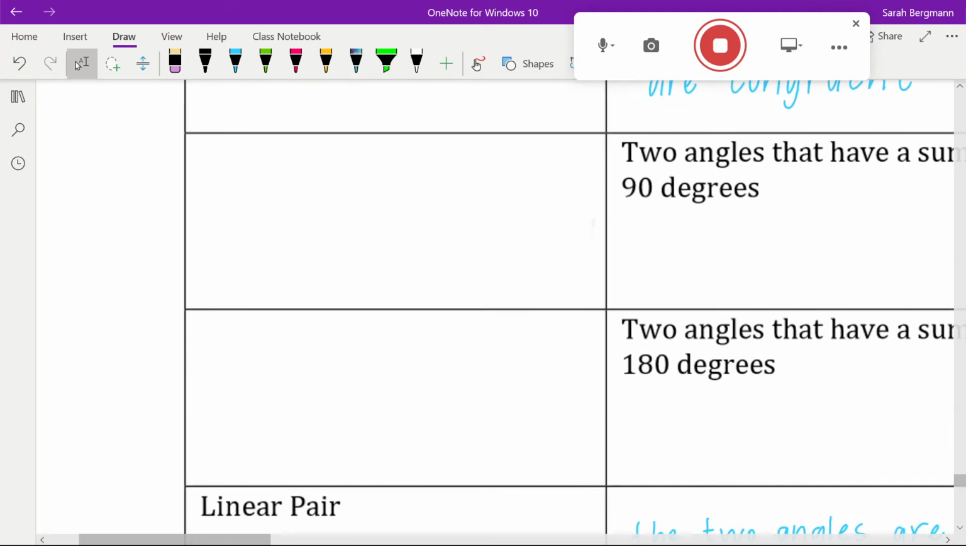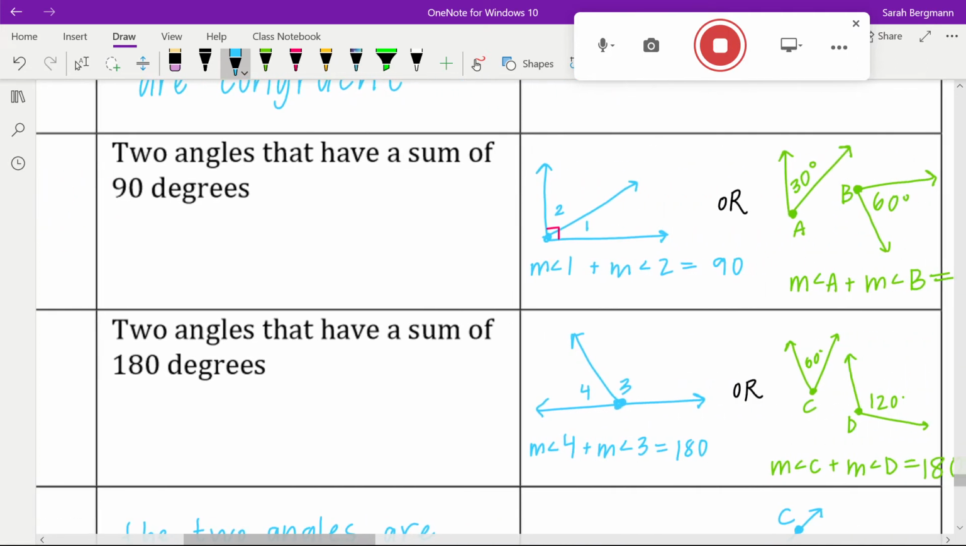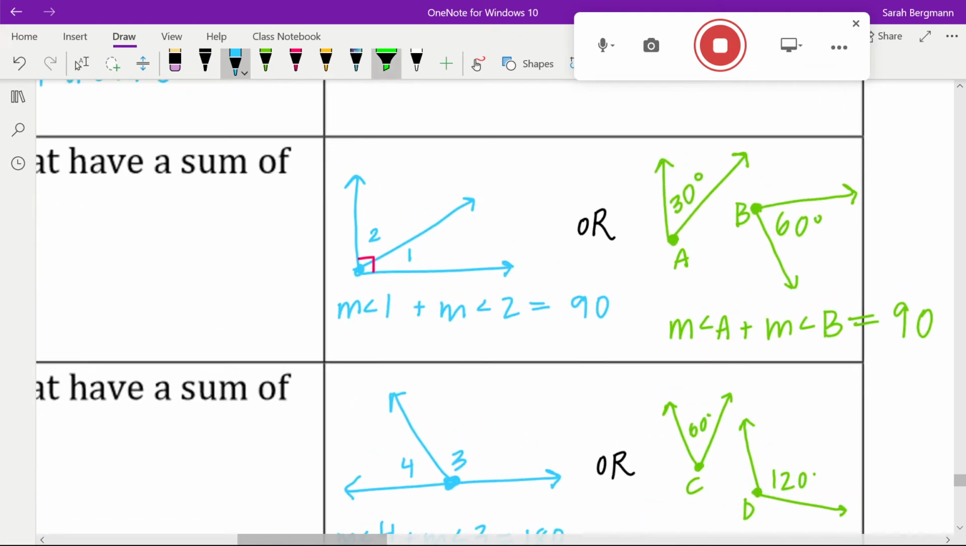Next, you might already know these two. The first one, two angles that have a sum of 90 degrees. Do you know it? These are called complementary angles. So for example, we could look at two angles that are adjacent, such as in this diagram, angle 2 and angle 1. These two angles clearly make a right angle. Their measures have a sum of 90 degrees.